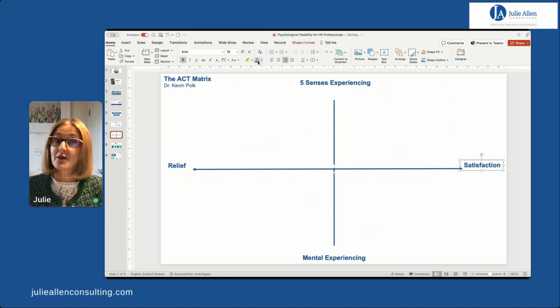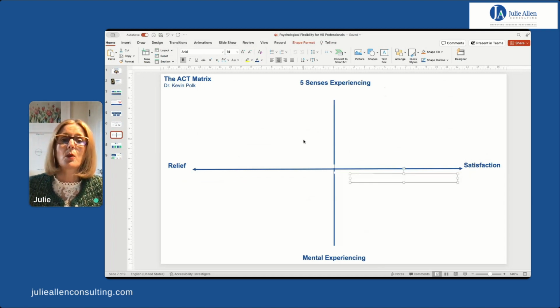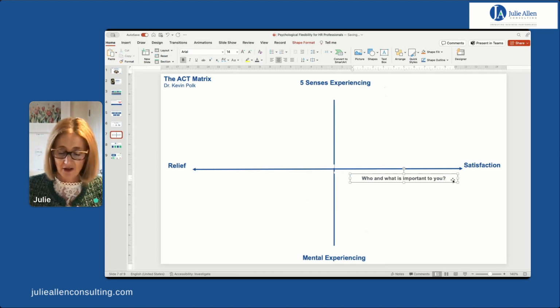For those of you that have joined me before, you'll know now this is where we get interactive, and I'd love to hear from you in the chat box. So the horizontal line is a behavioural line. We do things in life that either bring us relief or we do things that bring us satisfaction. What I'm going to be doing is demonstrating the ACT matrix and helping you to understand yourself better. And so when I'm asking the questions, what I want you to do is to think about the answer to these questions for yourself.